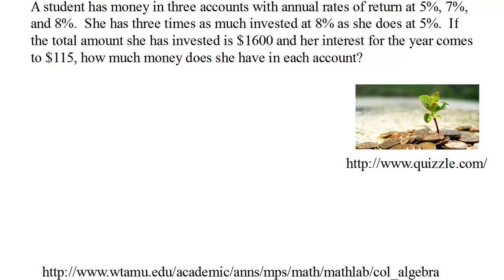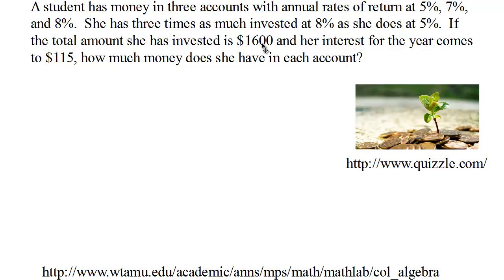another type of situation we can have is a mixture of investments. Let's say a friend of yours has investments that are returning annual rates of return of 5%, 7%, and 8%. So we've got 3 investments at 3 different rates of return. We also know she has 3 times as much money invested in the higher rate of return, the 8%, as she does in the 5%. So that's another important fact.